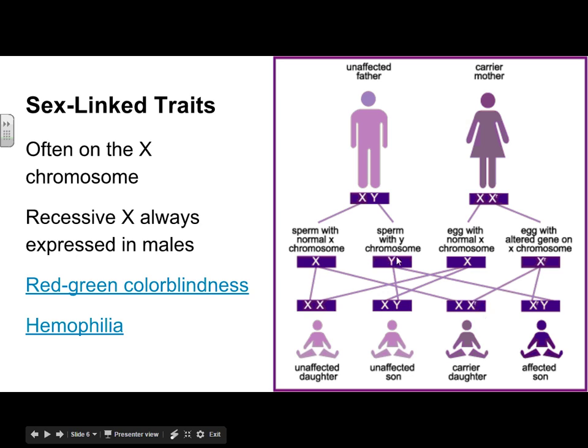You could have this sperm, dad's sperm, that contains a Y chromosome. This sperm combined with this egg would give you a son that is unaffected, normal color vision. This sperm with this egg, however, gives you a son that has an X for the recessive condition, color blindness. They are affected because they don't have another X to cover it up. The only way that a daughter is going to be affected in this case, they would have to get a recessive X from mom and a recessive X from dad.